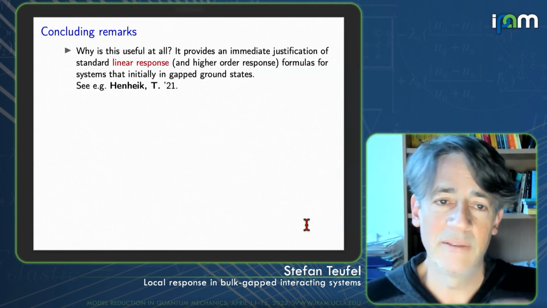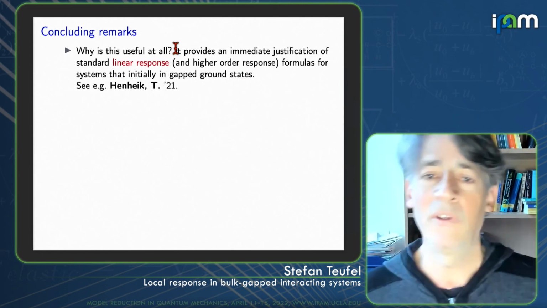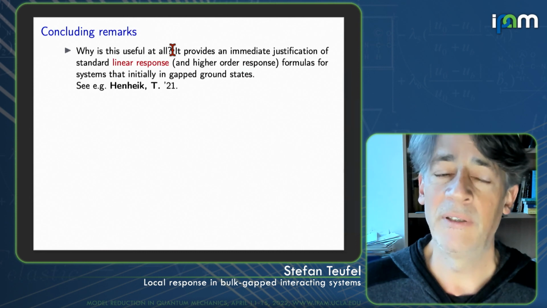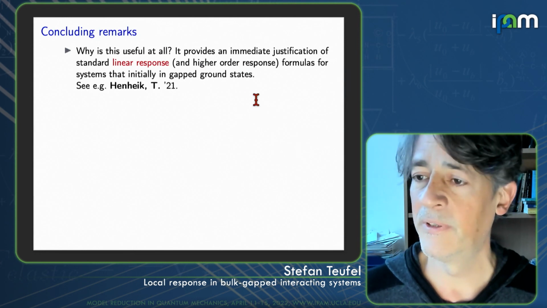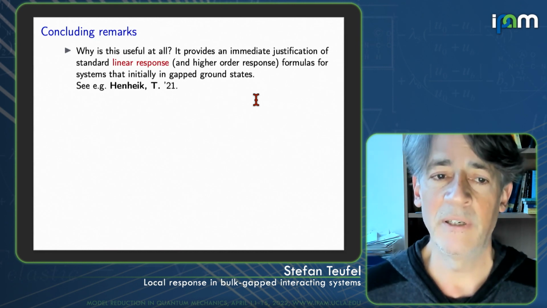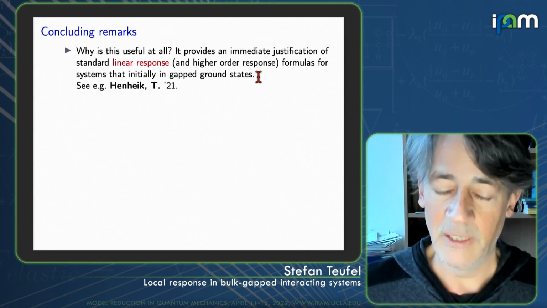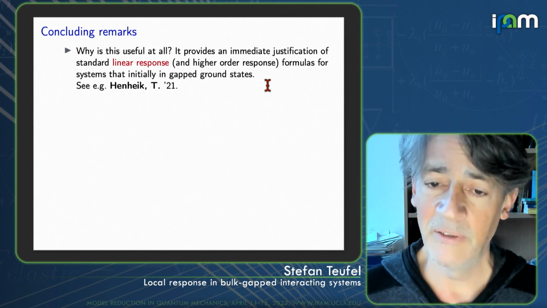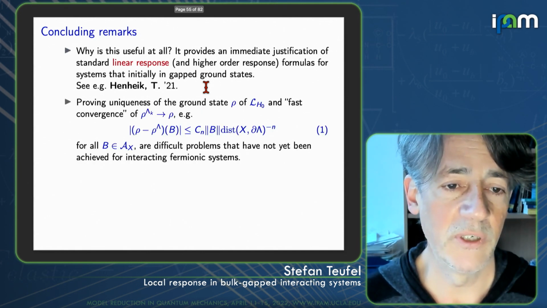And as a consequence, the question is, why is this useful? I mean, this is very abstract stuff. Can one do anything useful with it? And the answer, I would say, is yes, because it provides a way to justify the usual linear response or even higher order response computations you do in these kind of systems. It tells you that if you start in an initially gapped ground state, so if you start in an incompressible state, then you can do linear response perturbatively. You can do the usual computations you would do naively, and they give you indeed the right response coefficients. We discussed this application, for example, in a paper with Joscha Henheik.